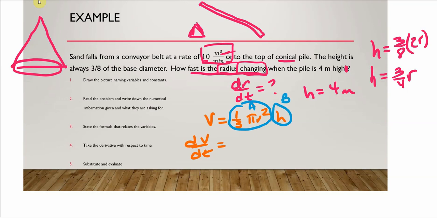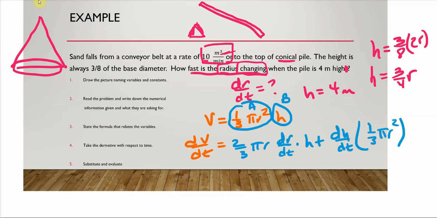So I'm going to do the product of A, which is 2/3 pi r dr dt times my H plus dH dt times 1/3 pi r squared. So when I look at this, you see how I got dV dt here? I have dV dt on the left side. Well, up here, I know that this was dV dt. So that means that I'm going to substitute a 10 for my dV dt.